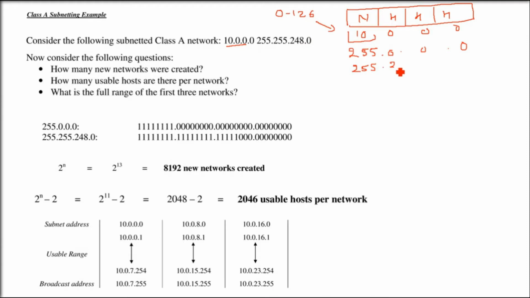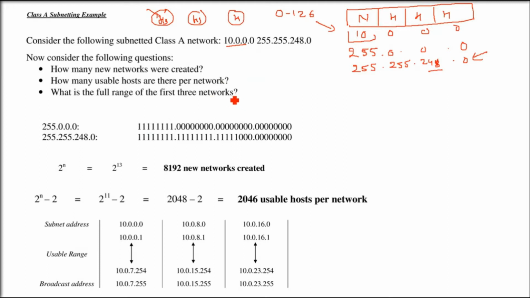The first 255 was bound to be, but here the second 255 is changed, and 248 is also changed, because it has to be 0.0.0 by default. So this is not a default; there is a subnetting which has taken place. The question in front of you is, how many new networks were created if we have used this subnet mask? Second, how many usable hosts are there per network? So there are a number of networks, and in each network, how many hosts or computers or systems can be given an IP address? You have to tell the usable hosts.